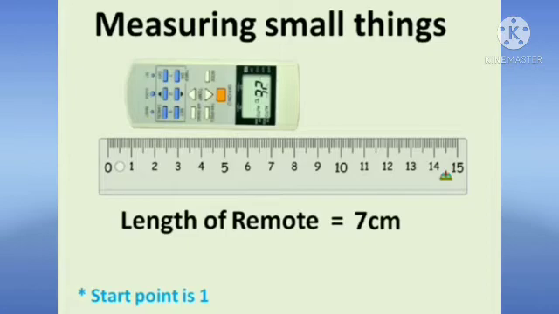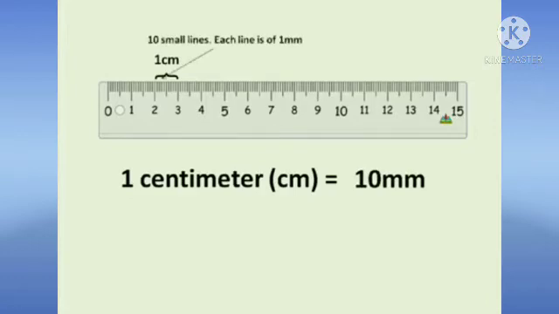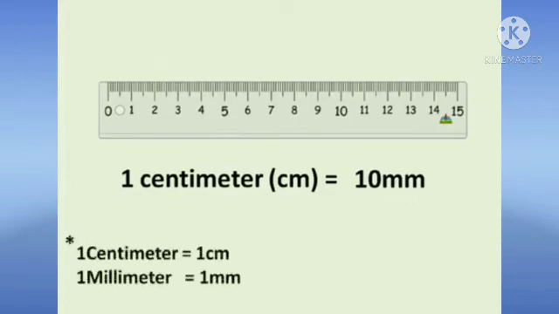You must be wondering, what are these small lines on this scale? These are the millimeter lines. 1 centimeter is 10 millimeter. Hence 10 small lines are there. 1 centimeter is written as 1 cm. 1 millimeter is written as 1 mm. But we can't use this for bigger things.